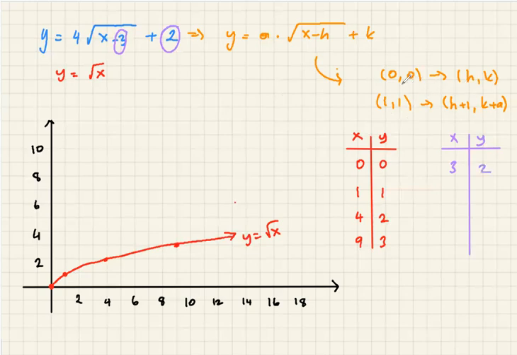If you remember this, 0, 0 will map to h, comma k, so 3, comma 2. You can always plug it in, because if you plug in 3 for x, that gives 3 minus 3, which is 0. So 4 times the square root of 0 is just 0, and 0 plus 2 is 2, which is good to know. So, okay.